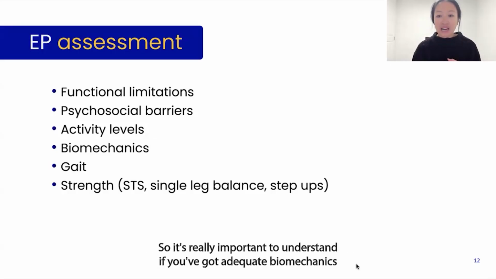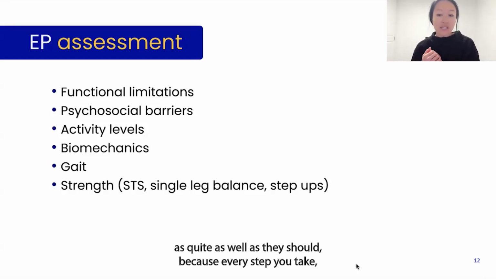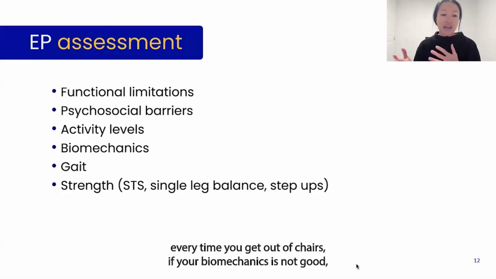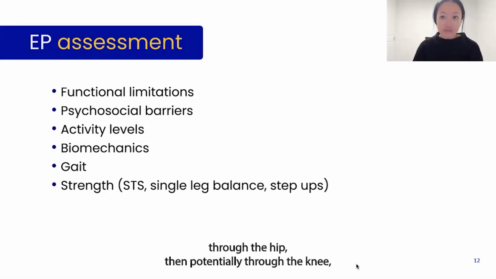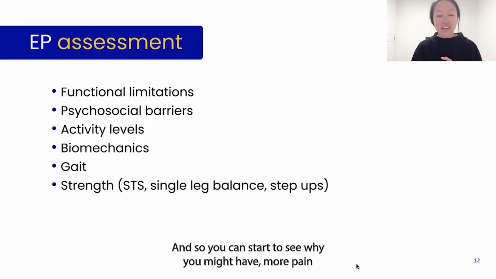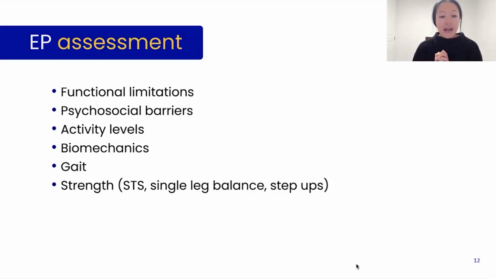So it's really important to understand if you've got adequate biomechanics or if things are not working quite as well as they should, because every step you take, every time you get out of chairs, if your biomechanics is not good, you're going to just put excess load through the hip, then potentially through the knee, then potentially through the ankle and the back. And so you can start to see why you might have more pain if your biomechanics aren't as adequate as they could be.